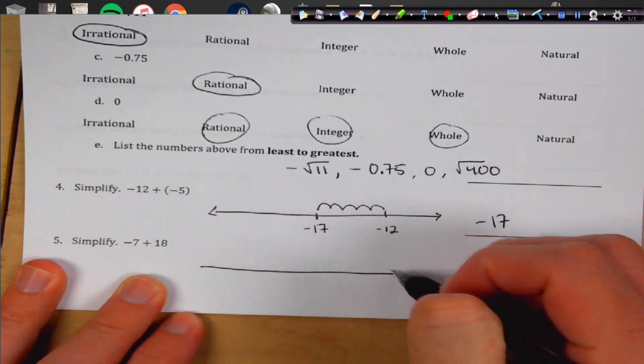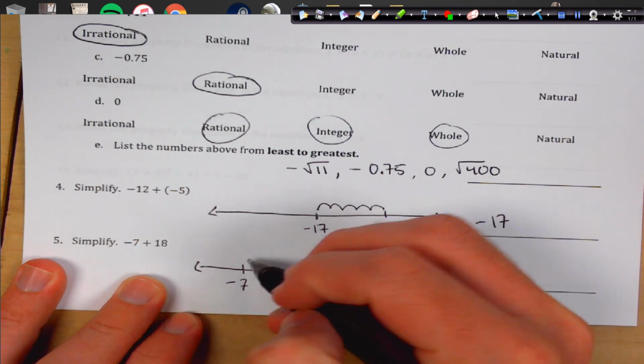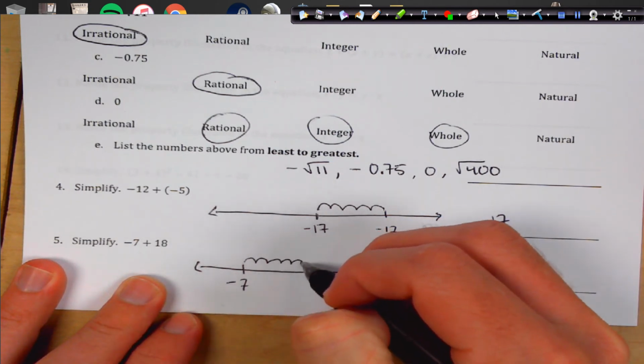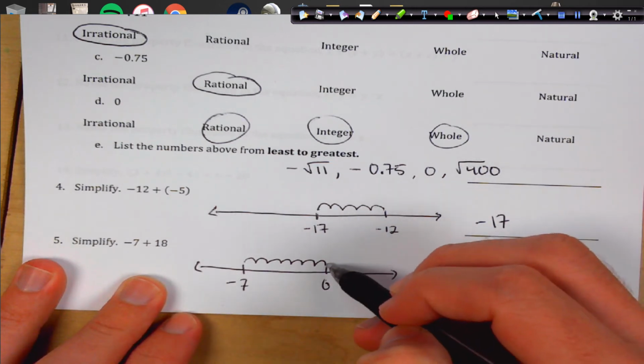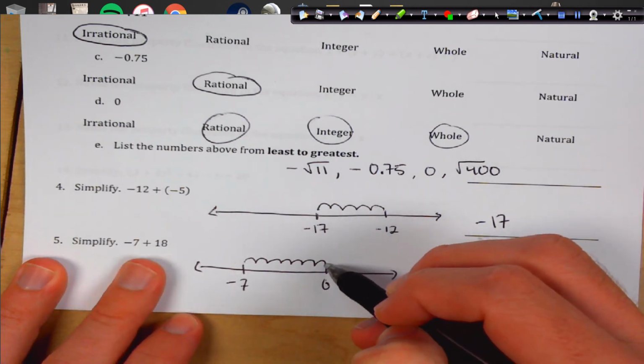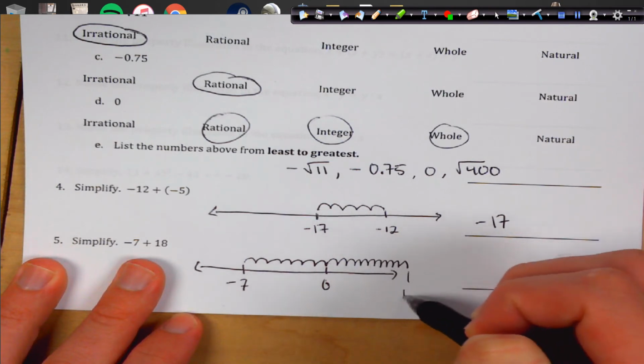Again, you can use a number line here. Starting at negative 7, you're going to go 1, 2, 3, 4, 5, 6, 7 to 0, and then we still have to go 11 more to get to 18. 1, 2, 3, 4, 5, 6, 7, 8, 9, 10, 11. Went too far. We get 11.